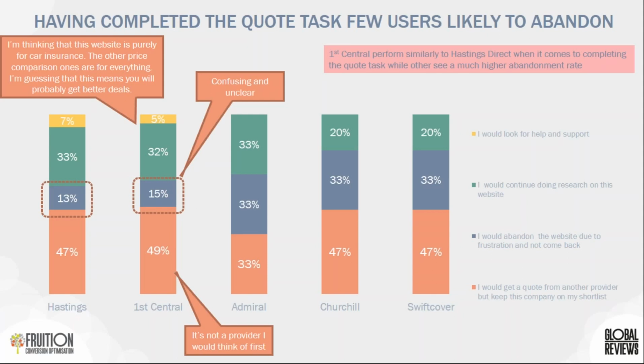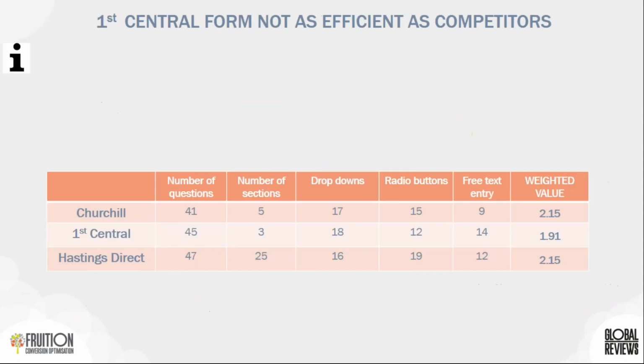But what we have is a higher proportion of people who are abandoning Churchill, and Hastings Direct really are doing a very good job in terms of completing people through the actual task of completing the quote, and people saying that they wouldn't actually abandon. So what is it that Hastings Direct are doing that they're getting more right than the other people in the marketplace?